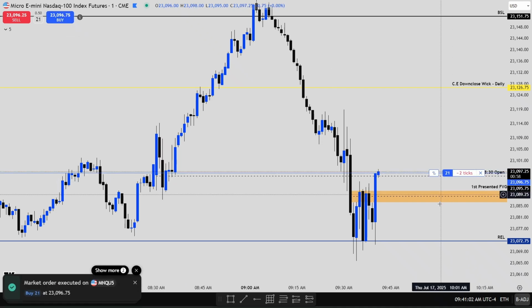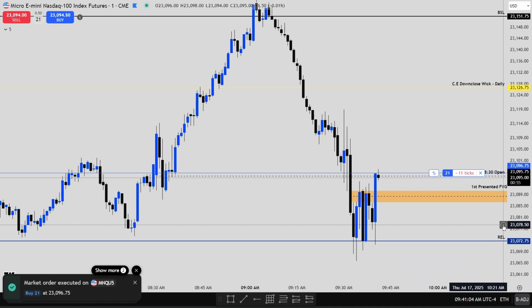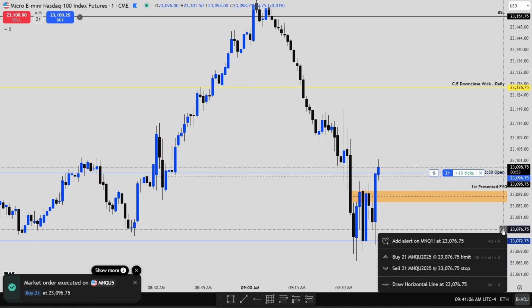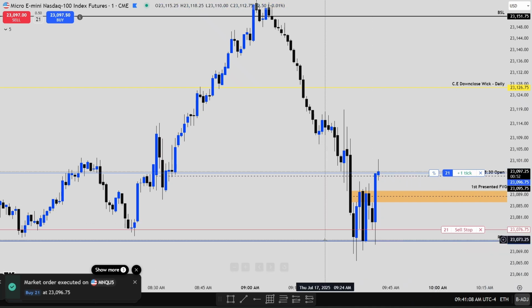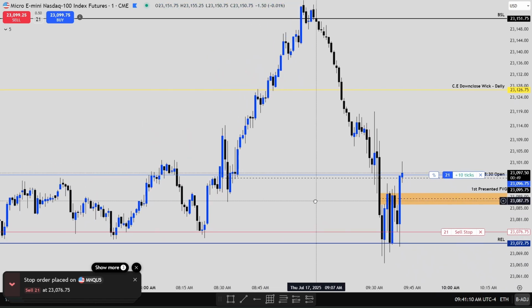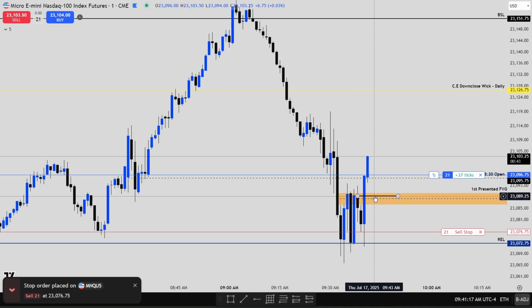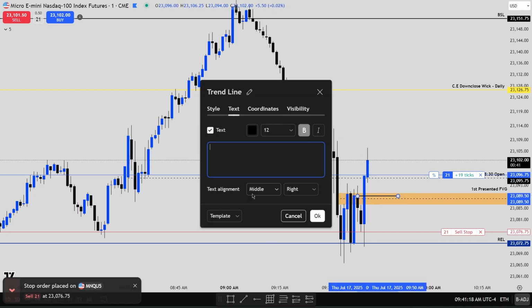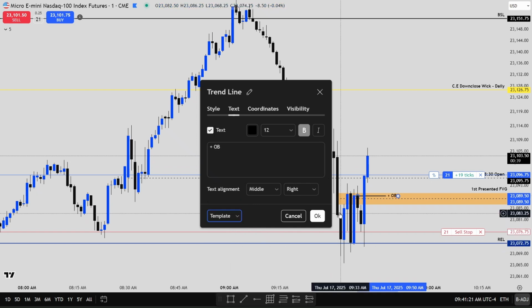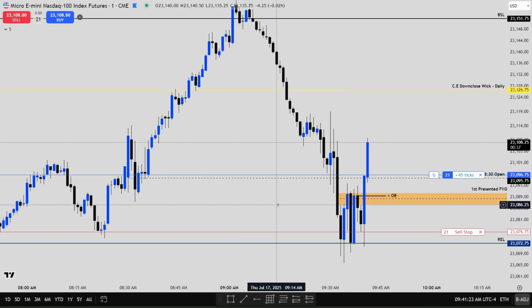Okay, we're in. Stop loss is right here. Treating this as a bullish order block. Ideally, I wouldn't even want to see a trade over there.